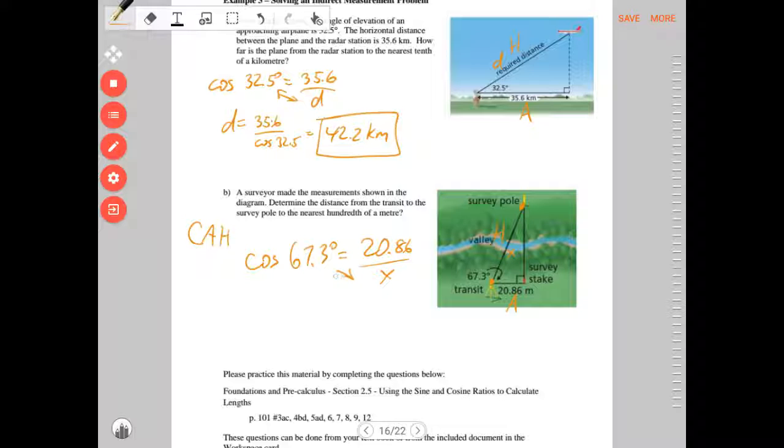We switch those two again, because that's been what we've been doing. So 20.86 divided by cosine of 67.3. We divide those, and on our calculator, it works out to 54.05 meters. Round to the nearest hundredth, so awesome.